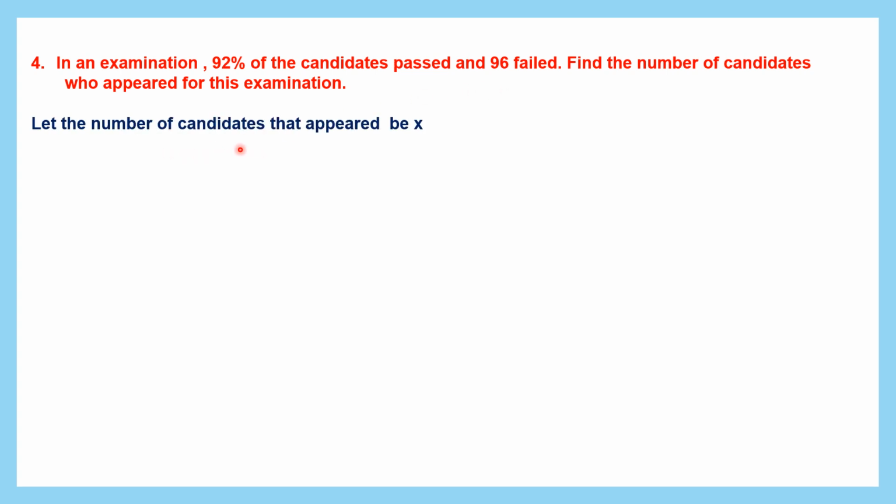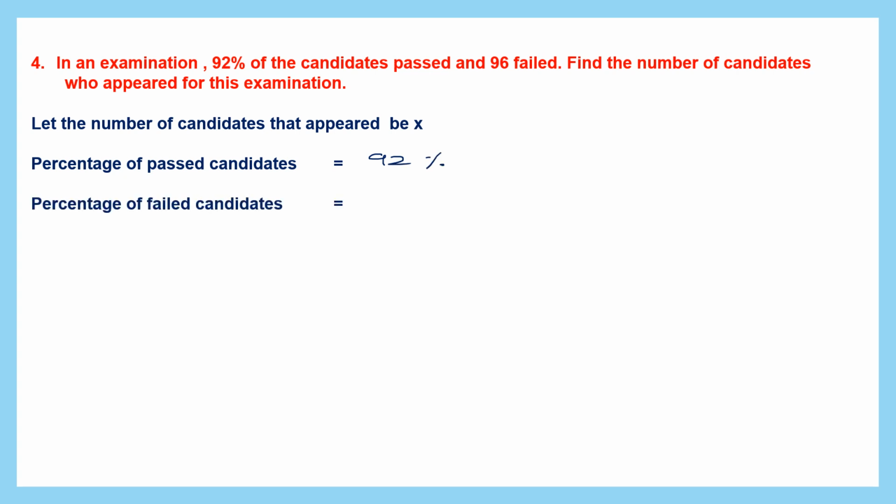So let the number of candidates that appeared be X. Since we don't know that, we're going to consider that to be X. Now, percentage of passed students is 92%. So out of 100%, 92% of students have passed. That means the percentage of failed candidates will be 100 minus 92. Isn't it? 100% minus the pass percentage will give us the failed percentage. So 100 minus 92 is 8. That means 8% of the students have failed.